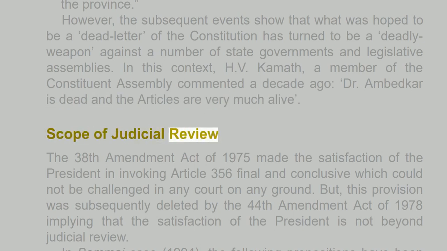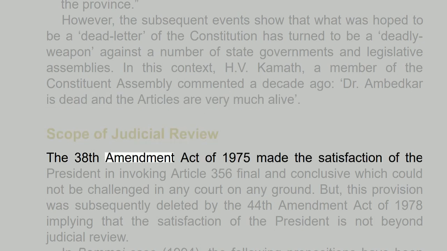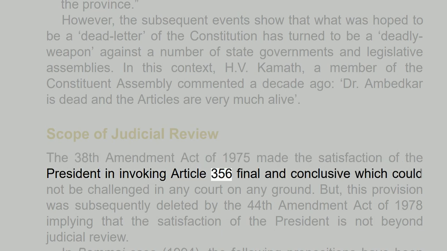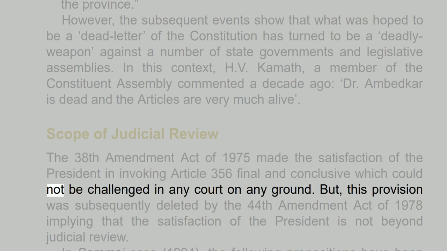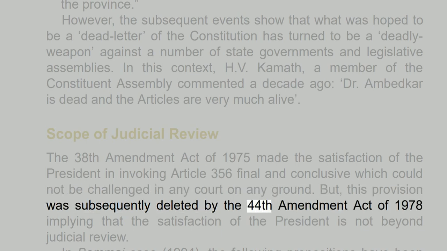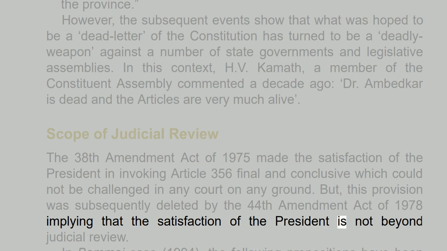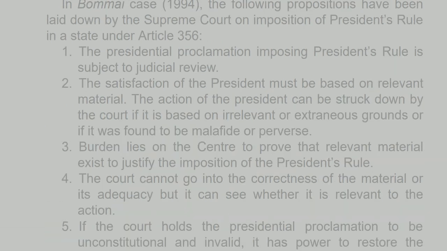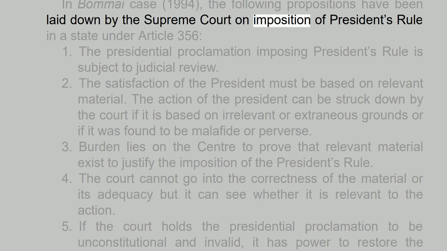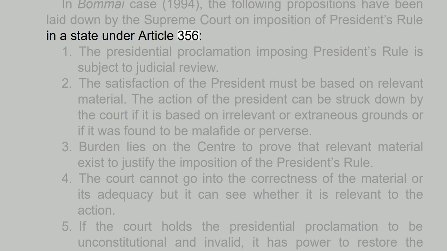Scope of judicial review. The 38th Amendment Act of 1975 made the satisfaction of the President in invoking Article 356 final and conclusive, which could not be challenged in any court on any ground. But this provision was subsequently deleted by the 44th Amendment Act of 1978, implying that the satisfaction of the President is not beyond judicial review. In Bommai case, 1994, the following propositions have been laid down by the Supreme Court on imposition of President's rule in a state under Article 356.